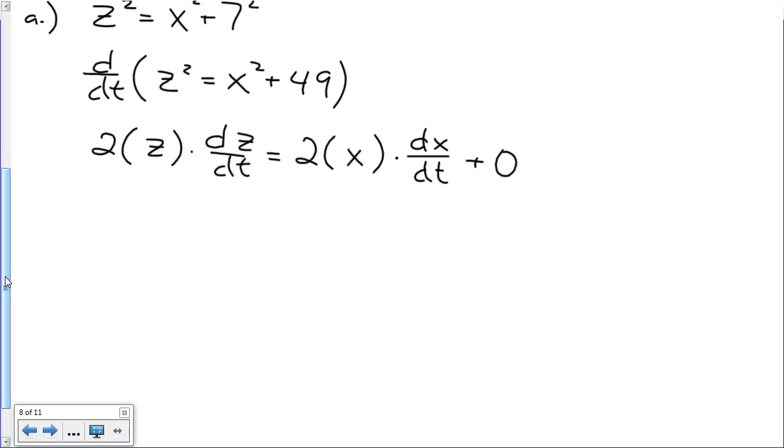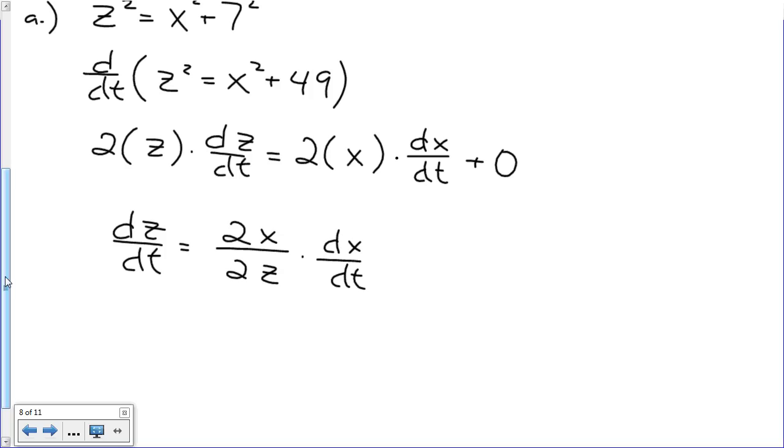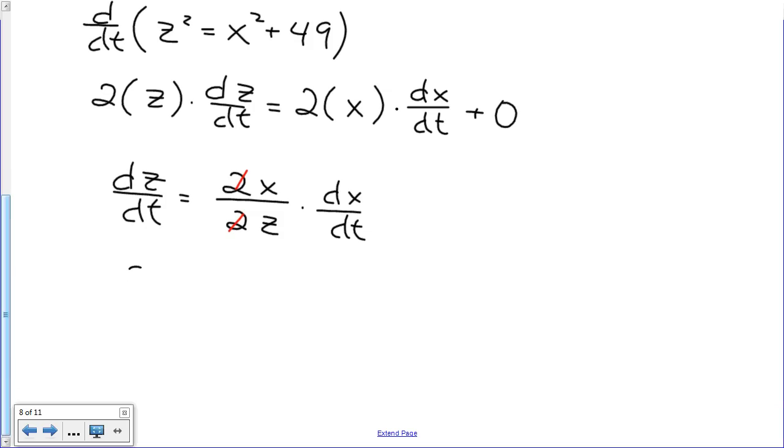All right, we're trying to find out what dz dt is equal to, so let's divide by the 2z over here on the left. So we'll have 2x over 2z times dx dt. We'll write it like that. Notice that the 2's here, of course, are going to cancel out. So we can rewrite this as dz dt is equal to x over z times dx dt.